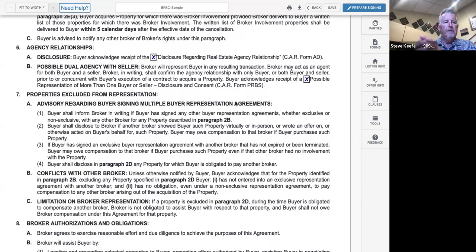Properties excluded from representation, paragraph 7. So this is an advisory, just basically explaining to the buyer, hey, you want to be careful about signing multiple buyer representation agreements. It can get you caught up in a situation. Make sure you understand what you're signing. Make sure that you disclose to others that you are obligated, that you have signed some paperwork with another agent. And you're going to be asked, hopefully, any professional agent is going to ask you, but please make sure that you are notifying any other brokers of what agreements you have in place.